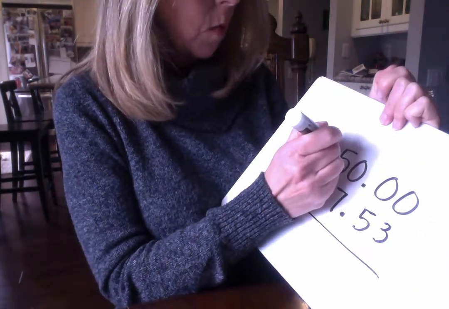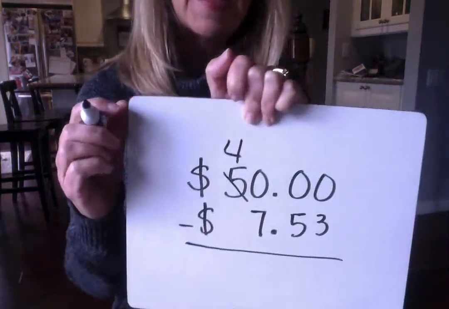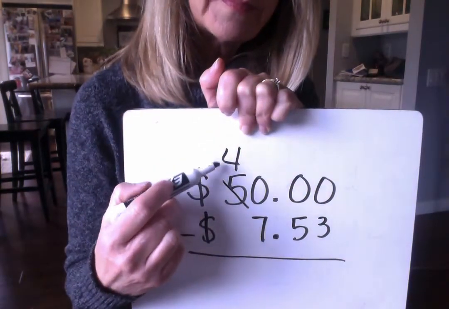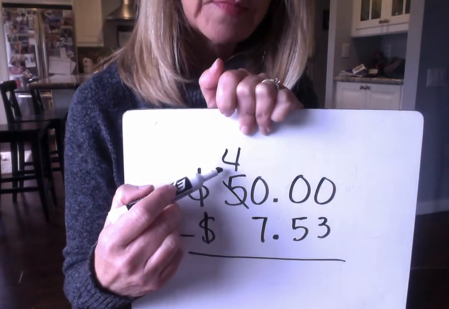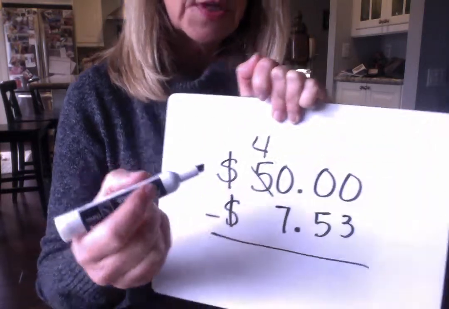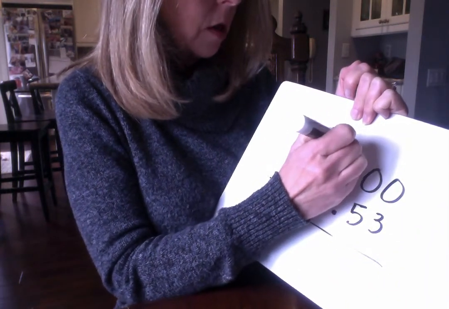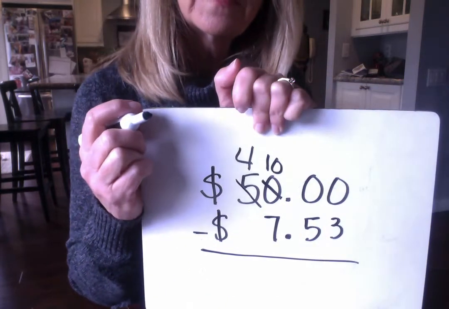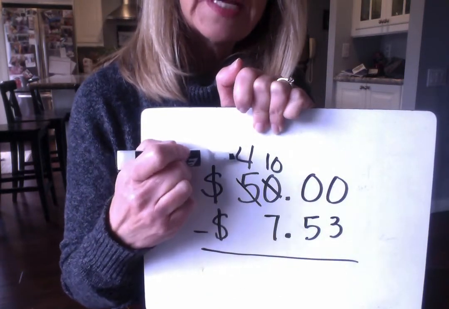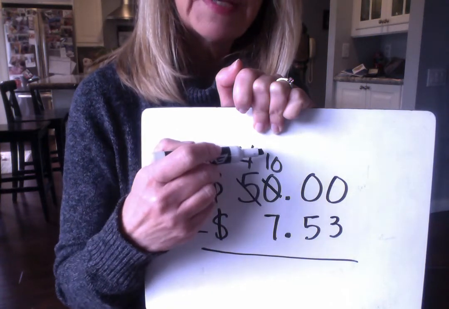Okay, so I'm going to take one $10 bill away. So now I have, instead of 5 $10 bills, I'm going to have 4 $10 bills. So I took one away, but I want to always keep it $50. So I took one $10 bill away, changed it into 10 $1 bills. Okay, so this is 4 $10 bills plus 10 $1 bills. It still is equaling 50.